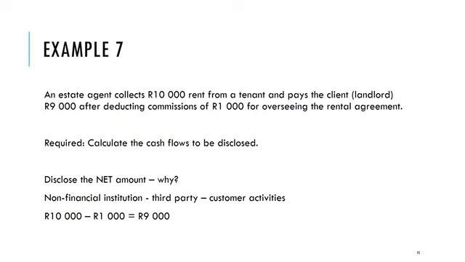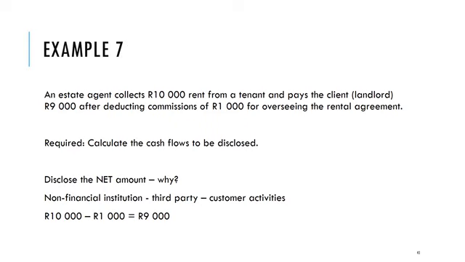So example 7. In this scenario, an estate agent collects 10,000 Rand rent from a tenant and pays the client, who is in fact the landlord, 9,000 Rand after deducting commissions of 1,000 Rand for overseeing the rental agreement. In this case, they ask you to calculate the cash flows to be disclosed. Can you disclose the net amount and why? So in this case, yes, you can disclose the net amount, which is 10,000 less the 1,000 commission at a value of 9,000 Rand. This is a property rental.